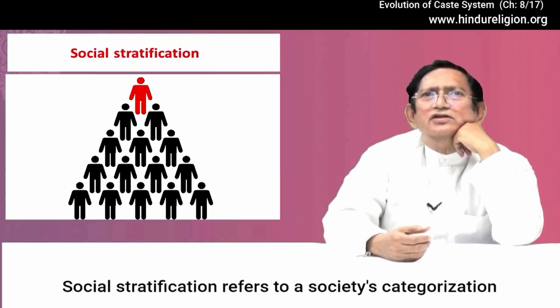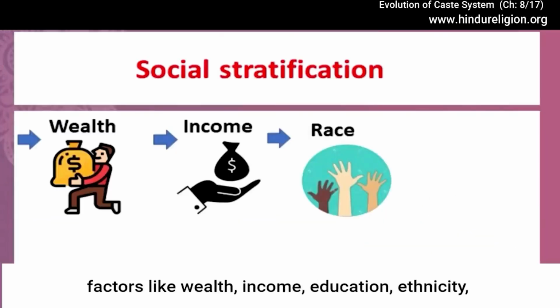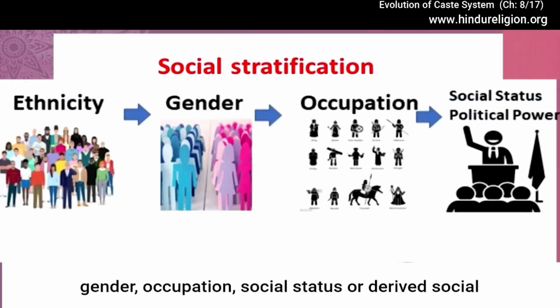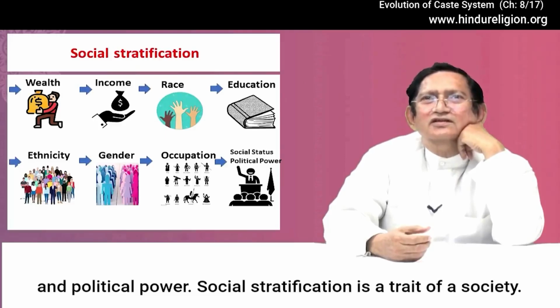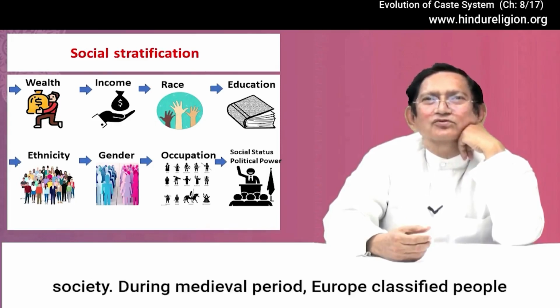Social stratification refers to a society's categorization of its people into groups based on socio-economic factors like wealth, income, education, ethnicity, gender, occupation, social status, or derived social and political power. Social stratification is a trait of a society. It induces people to pursue careers that are important to society.